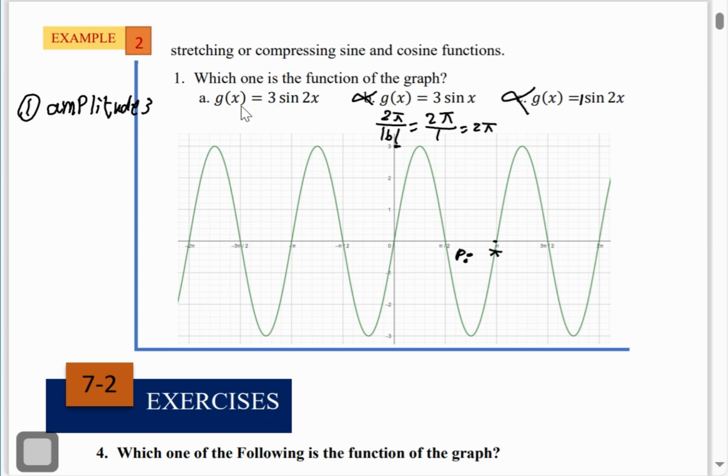We are going to look at this one, 2 pi over b. Our b is 2, so it is 2 pi over 2. These two cancel, pi is remaining. So the period of this function is pi and the period of the graph is pi, so A is the true answer. Let's move on to the exercises.